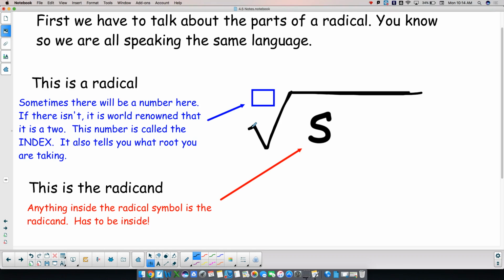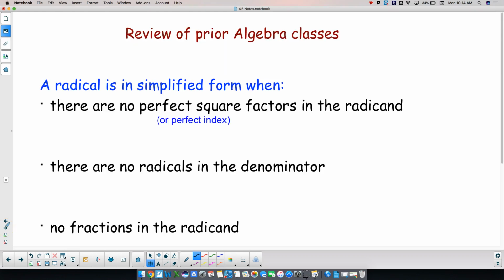Okay? So here are 3 rules of our radicand that we need to remember from prior mathematics classes. I put prior algebra classes, but then I was thinking to myself, you also did some simplifying in geometry. Okay? So rule number 1 is there are no perfect square factors or perfect index factors after we get to Wednesday in the radicand. If there are still some perfect factors in the radicand, then we haven't simplified or we haven't gone far enough, and we need to go further.